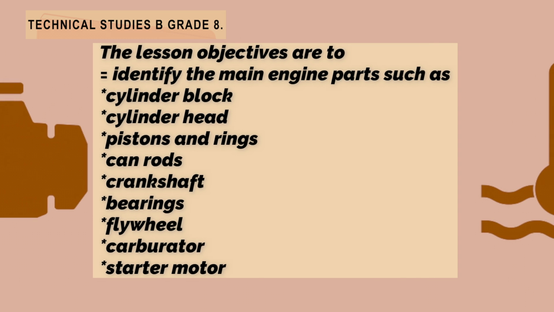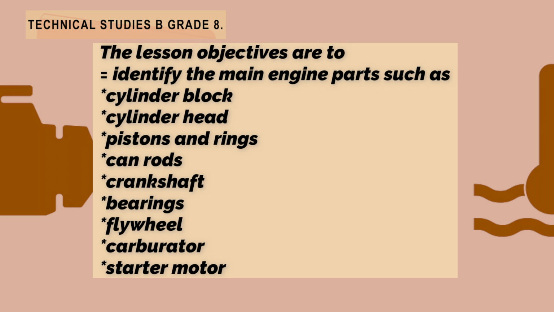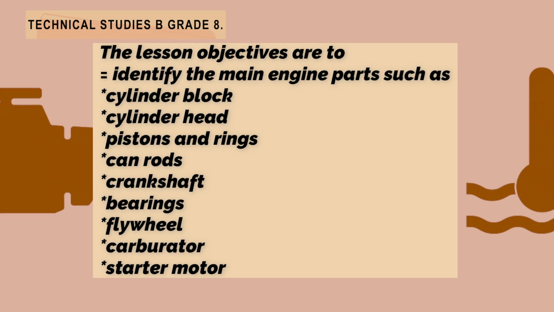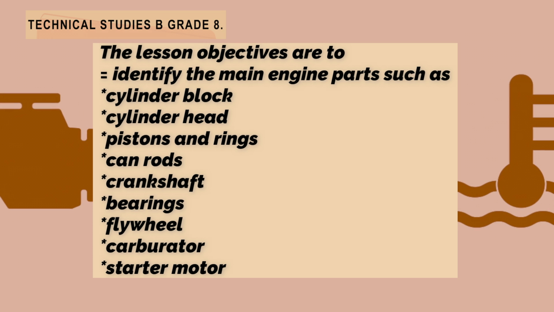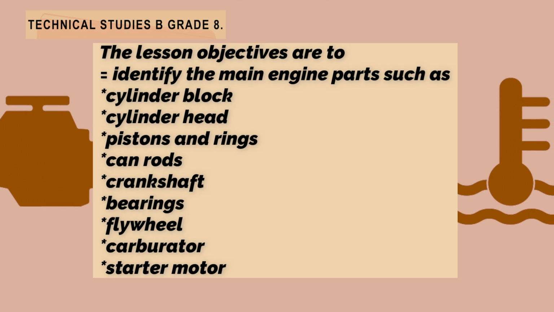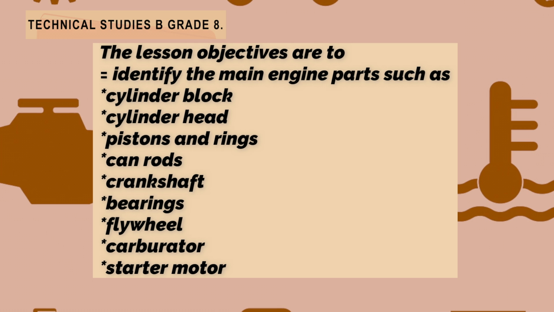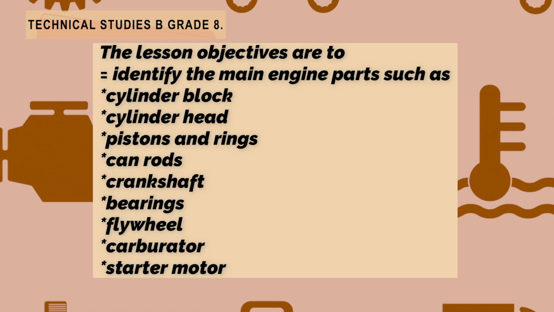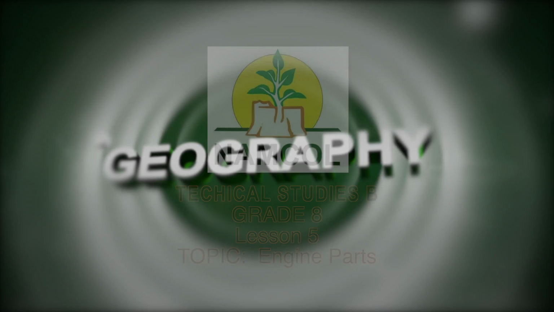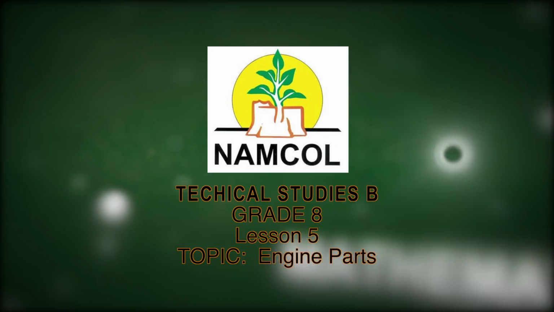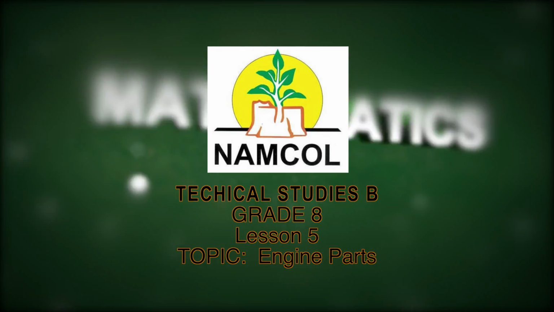The lesson objectives are to identify the main engine parts such as cylinder block, cylinder head, pistons and rings, connecting rods, crankshaft, bearings, flywheel, carburetor and starter motor. Now that we have our objectives, let us get into today's lesson.